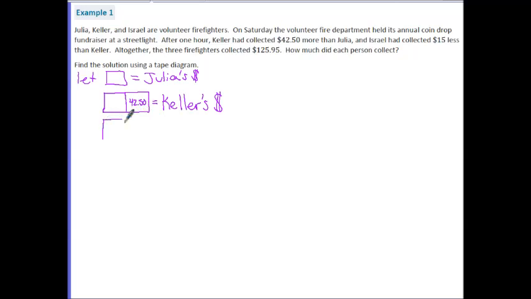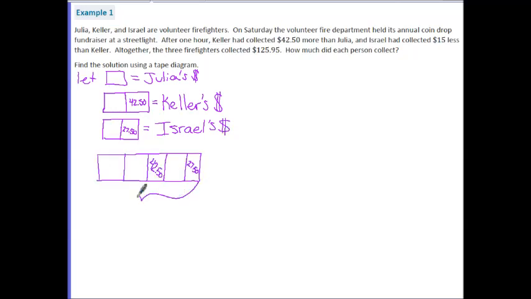And so that is going to leave us with $27.50 to represent Israel's money. In the problem, they told us that altogether the firefighters collected $125.95. That really implies that we're going to put all three of these together in a single bar.